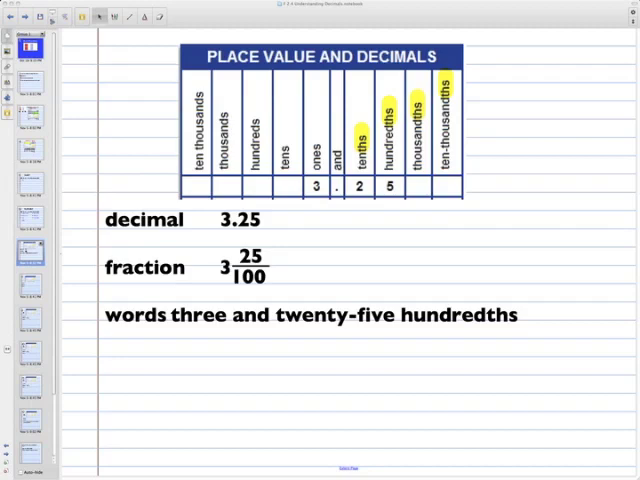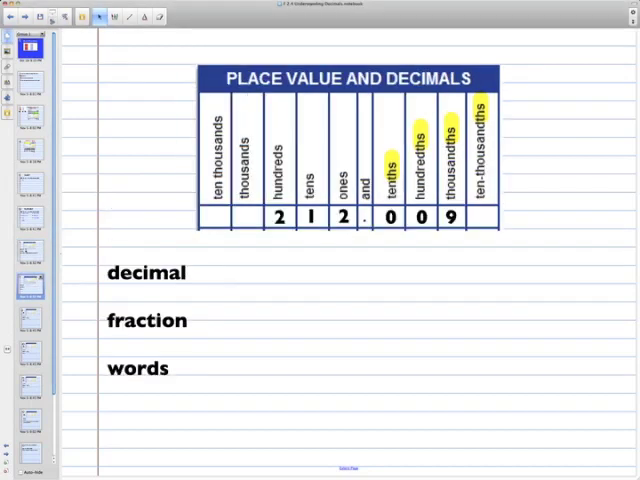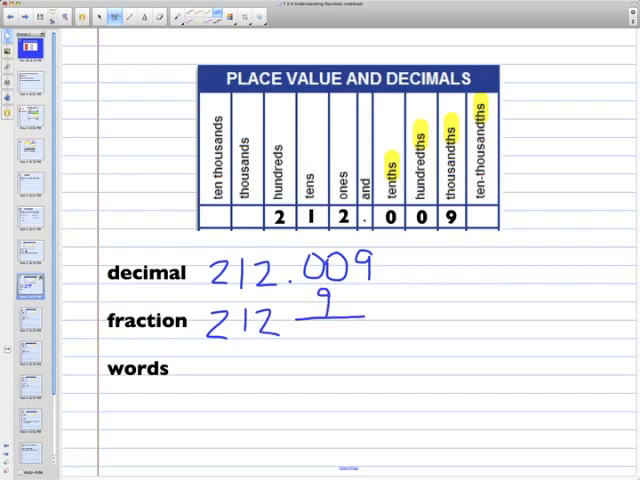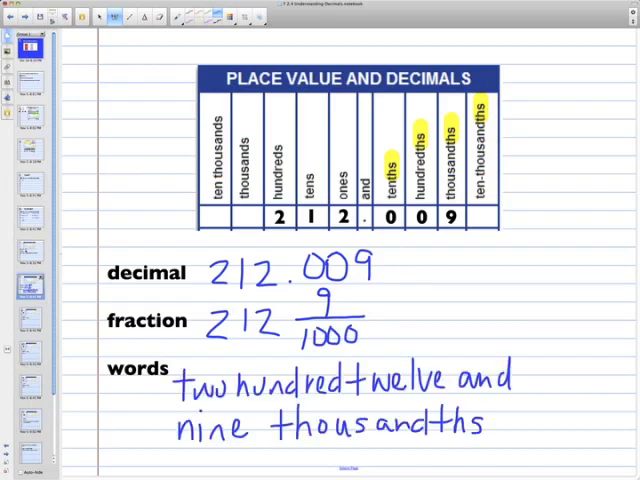Now this time we're being given the digits in the place value, so to write this in decimal form would be 212, and then we want to make sure we have the zeros holding our place values because the 9 represents the thousandths place value. So those zeros are important to hold the place value. The fraction we would write would be 212 and 9 over a denominator of thousandths. And then to write it in words, it would be 212 and 9 thousandths.